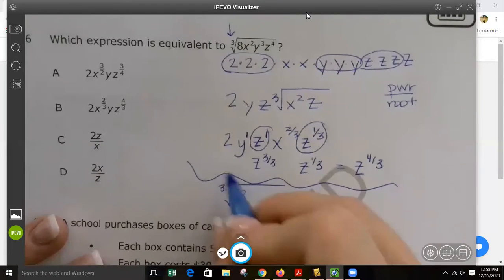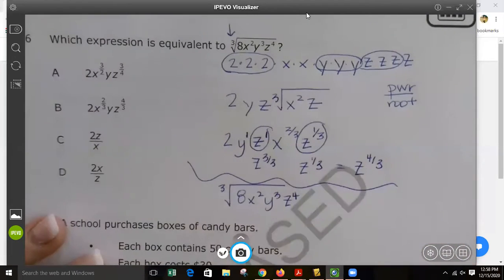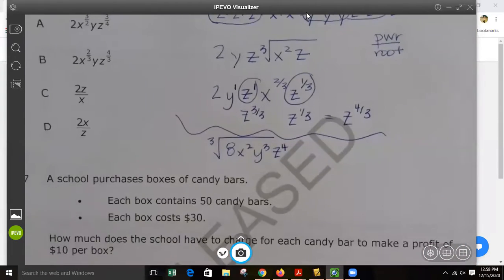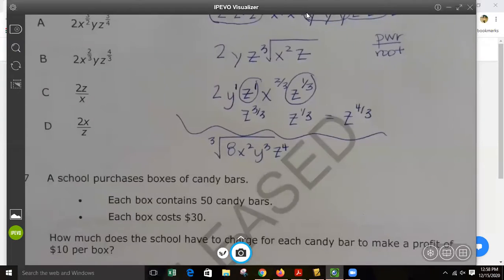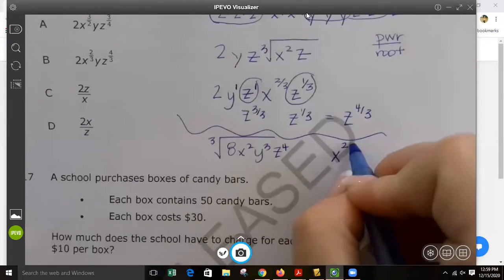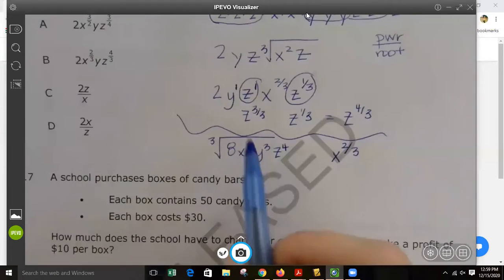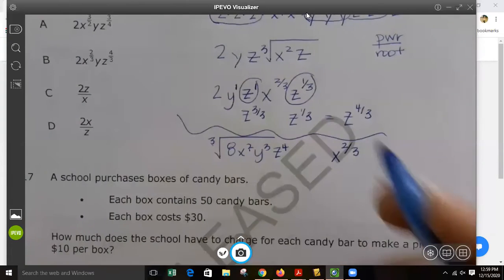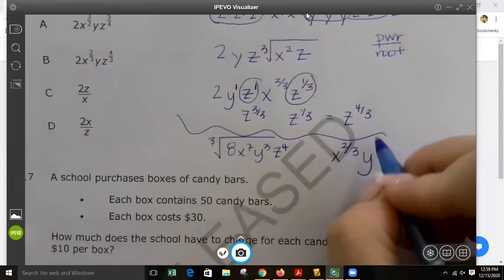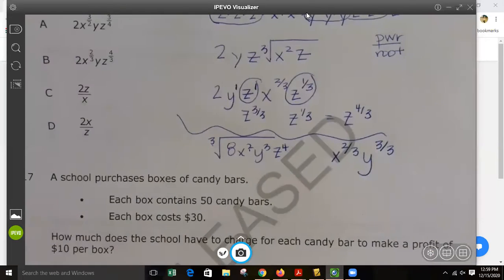The 8 is fine to do the same way that I just did. Again, the 8 is going to be the 2. They're all 2, so that should have eliminated that in the beginning. You're going to do x to the power over the root. X had a 2 power divided by the root is 3. Y had a 3 power divided by the root of 3.